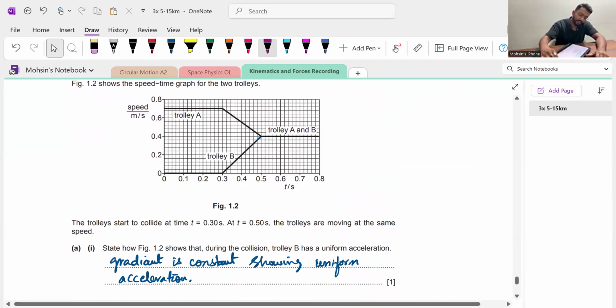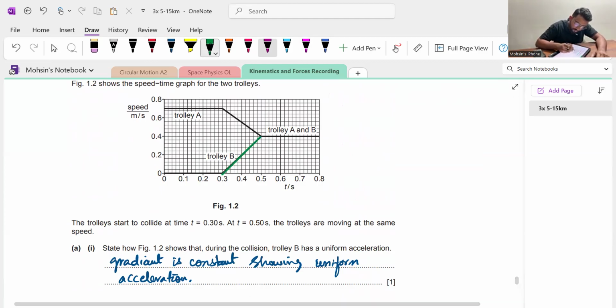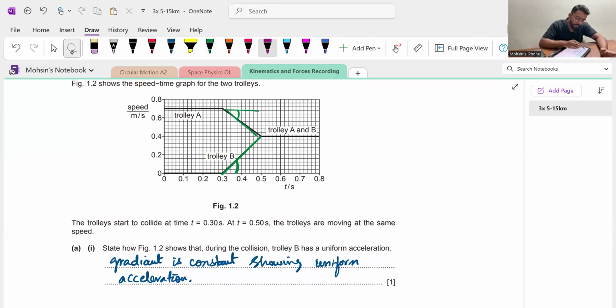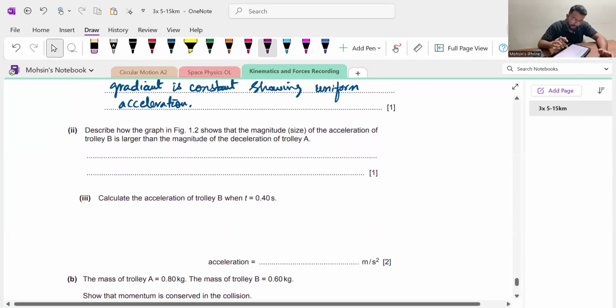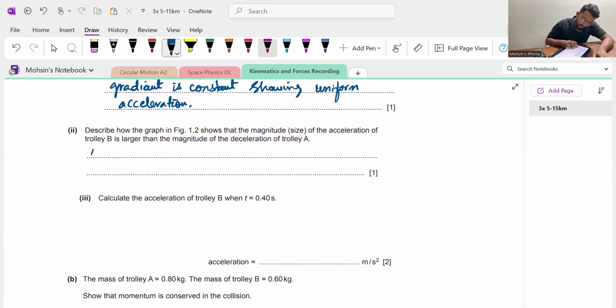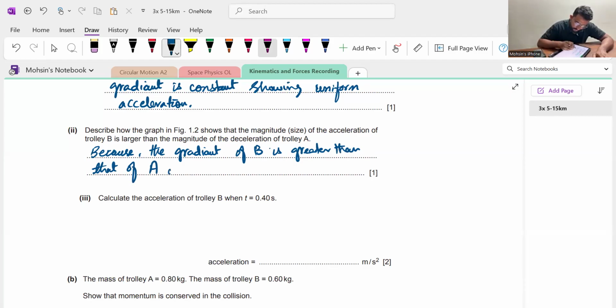You can see here that for B and for A, it's quite obvious which one has more gradient. So the magnitude of the acceleration of B is larger than the magnitude of deceleration of A, because the gradient of B is greater than that of A in terms of magnitude.